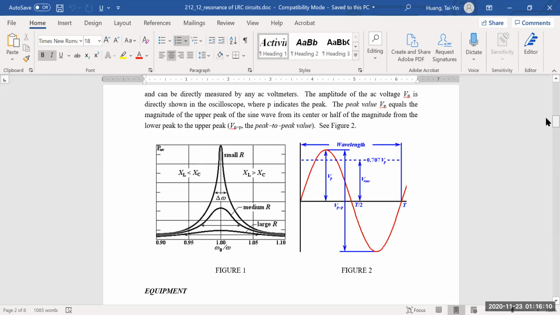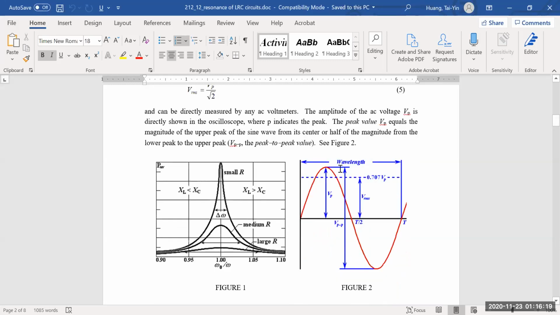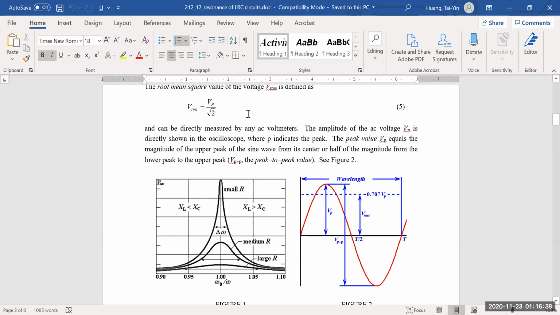And we also mentioned, I think in previous experiments, you've learned that the RMS value is the maximum value over square root of 2. So this diagram just shows you that when you have a waveform, VP indicates the peak value, and VPP is the value from peak to peak. But sometimes we don't want the peak value. What we want is the RMS value. So how do we calculate the RMS value? It is basically just equal to the peak value over the square root of 2, which is this one. Okay. All right.